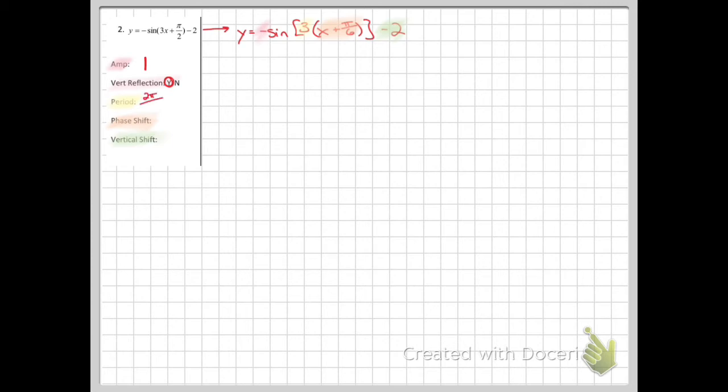Period is 2 pi over that B number. Since it doesn't reduce, we'll just leave it like that. Phase shift, it says plus pi over 6. You know that's going to move it left pi over 6. And -2 is down 2.